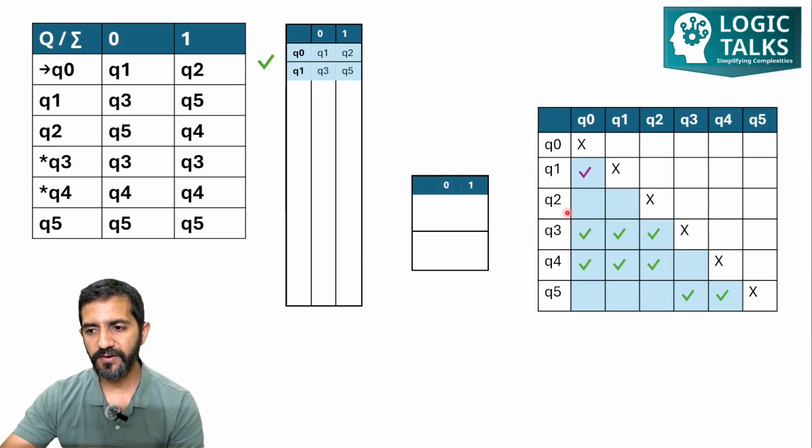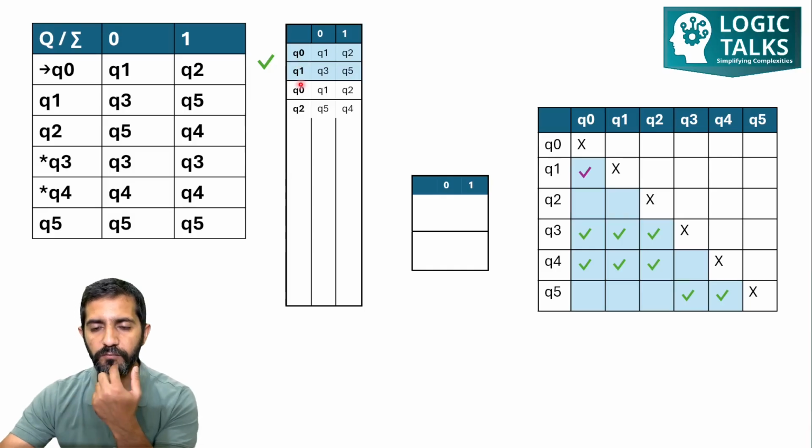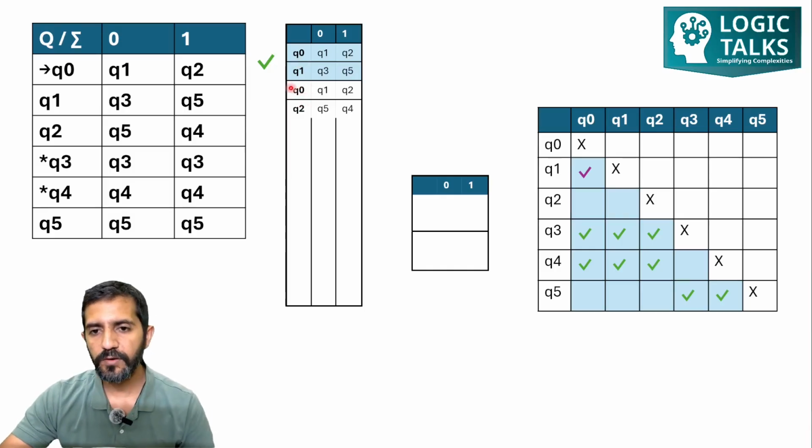Next, we will be considering another unmarked cell, that is Q2, Q0 or Q0, Q2. For this, again, we will be checking the same. Q0 on getting 0 as input is moving to state Q1, and Q0 on getting 1 as input is moving to state Q2, and Q2 on getting 0 as input is moving to state Q5, and Q2 on getting 1 as input is moving to state Q4. Again, we will be checking these pairs Q1, Q5 and Q2, Q4.